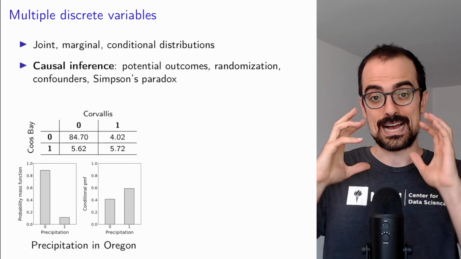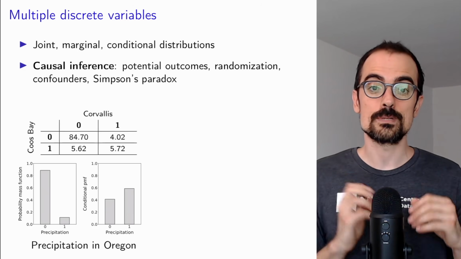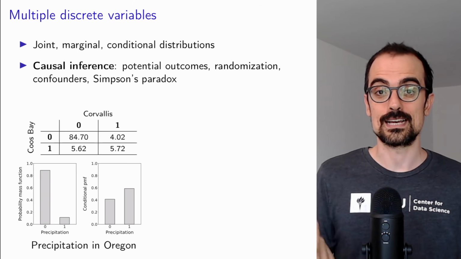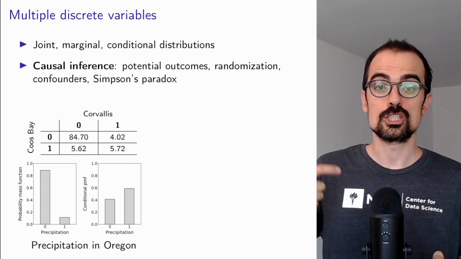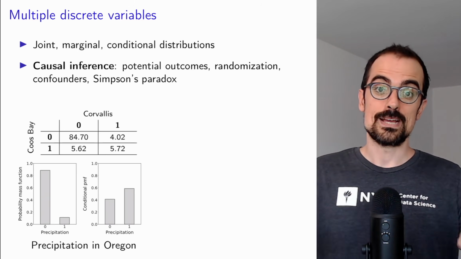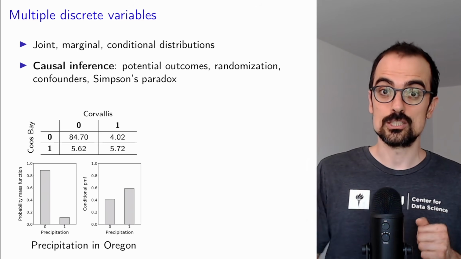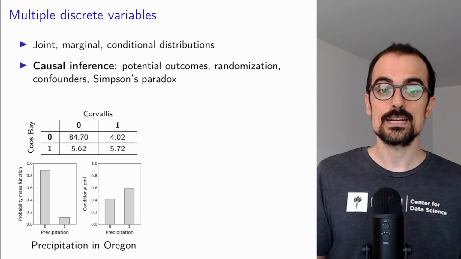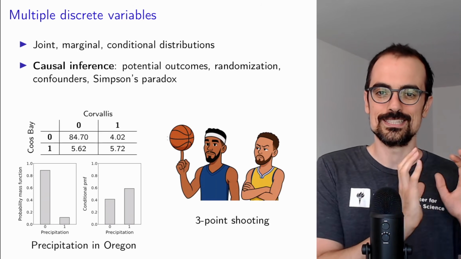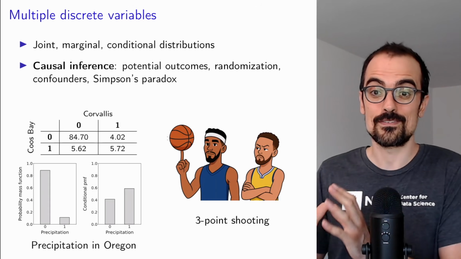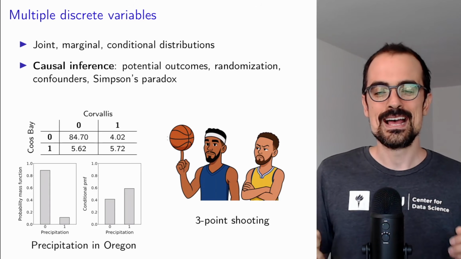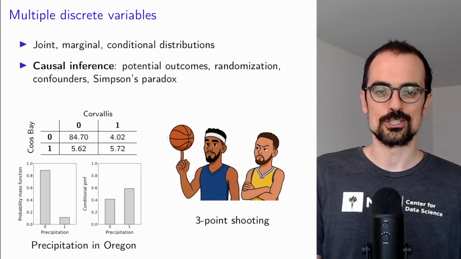Here already, I believe it's important to talk about causal inference because these conditional probabilities do not necessarily reflect causal effects. And to understand that, we need to introduce the framework of potential outcomes, talk about randomization under which they would represent causal effects, mention confounders that can completely distort observed conditional effects, and even lead to Simpson's paradox, which could lead you to think that Courtney Lee was a better three-point shooter than Steph Curry, precisely in the year where Steph Curry won the MVP, won the NBA, and was widely regarded as the best three-point shooter in history.